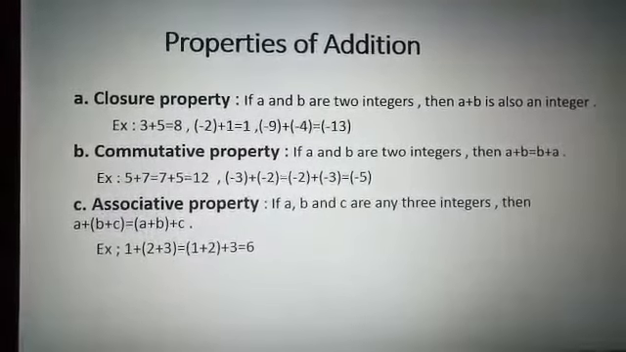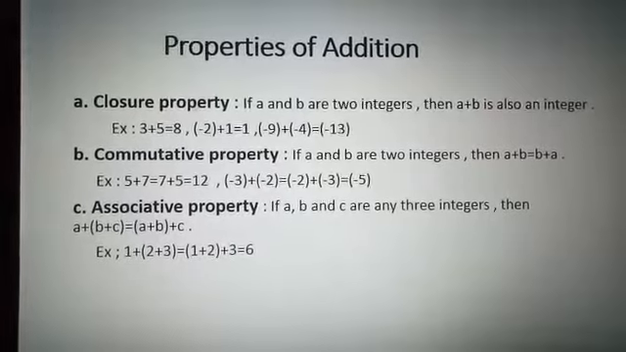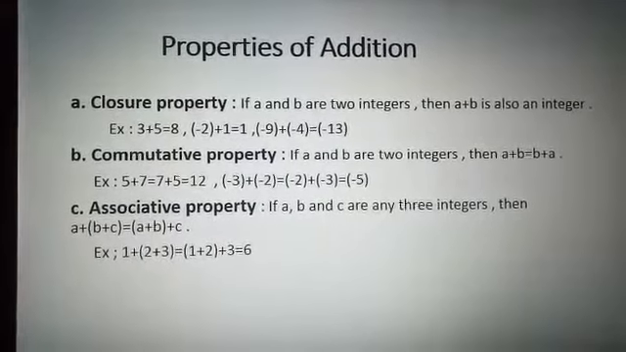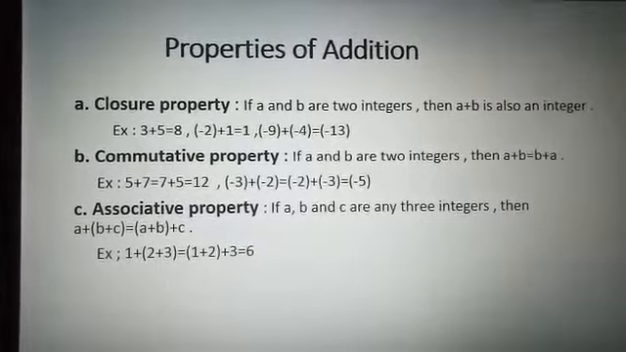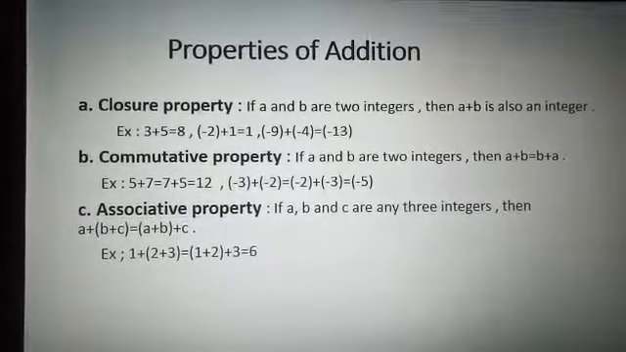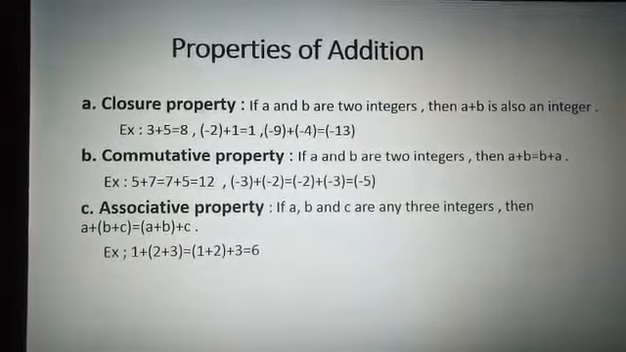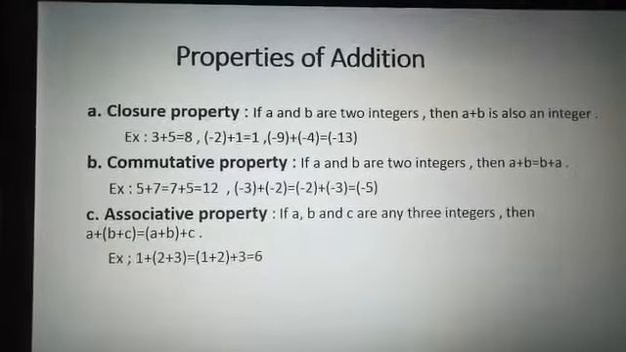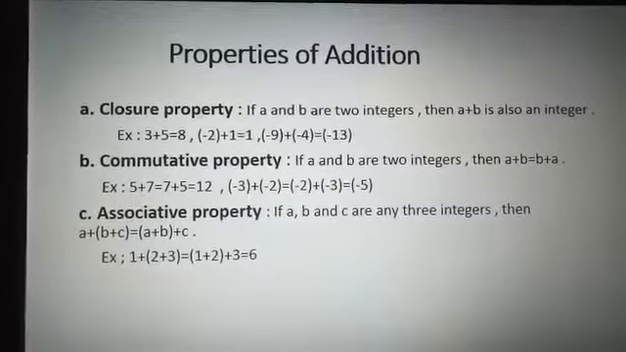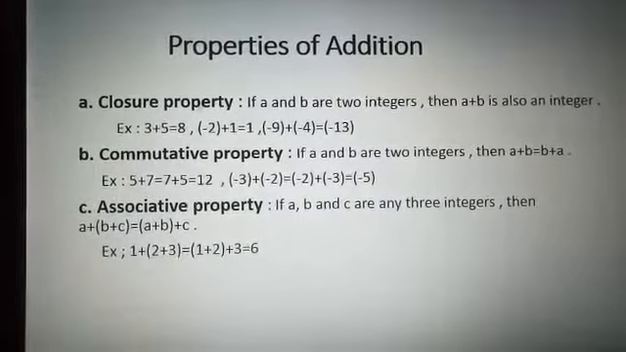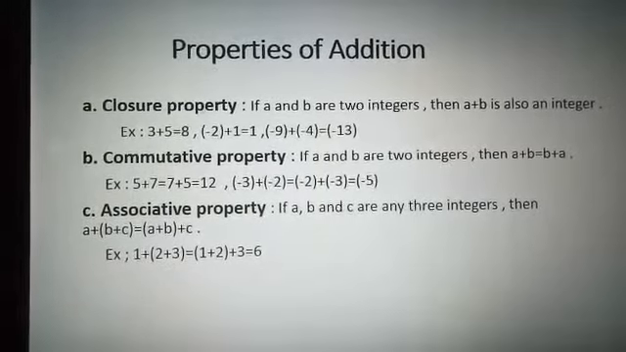Now see the example. I have taken 3 and 5. 3 and 5 are integers. After that take their addition, that means 3 plus 5. What will we get? It is 8. 8 is also an integer. That means 3 and 5 are integers and their addition is also an integer. So it is closed under addition.